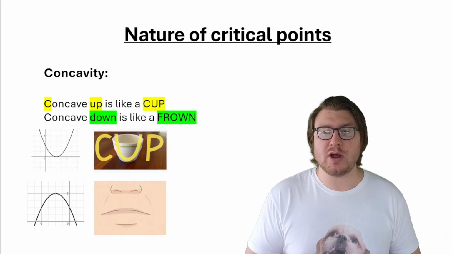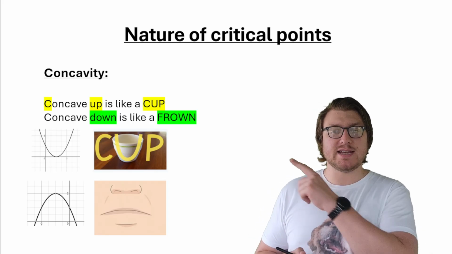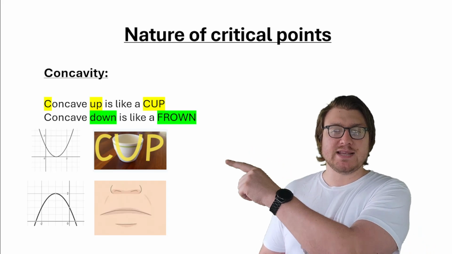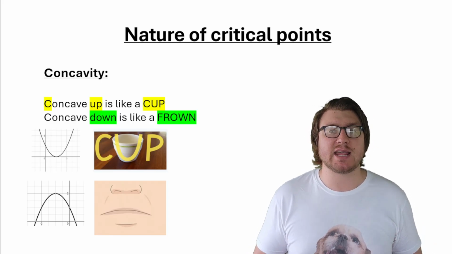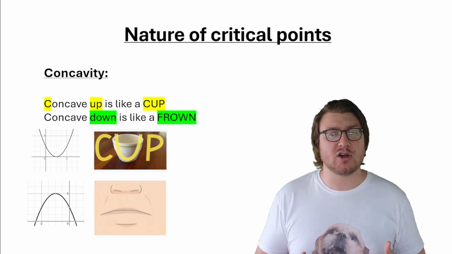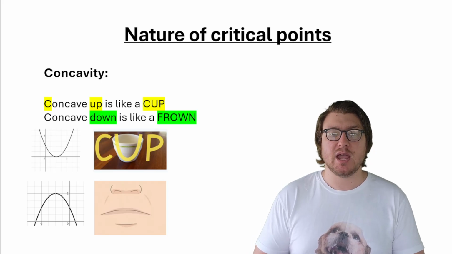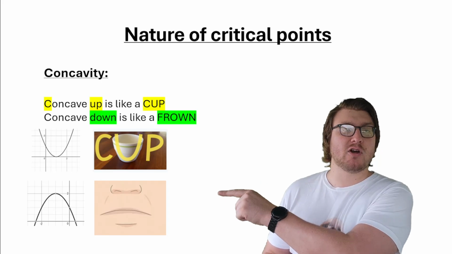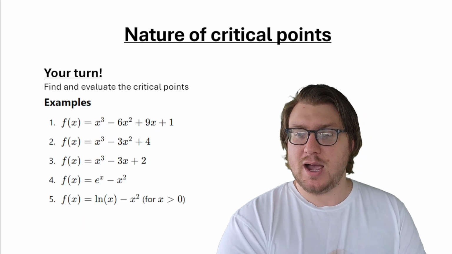Now, the last point is concavity. So we want to know the sentence that I've got here. Concave up is like a cup. So please don't ever forget this so you know what your function looks like. It's a very easy mark lost if you forget which way is concave up and down. Concave down is like a frown. So if you forgot, I'm going to look like this. Yeah? Awesome.